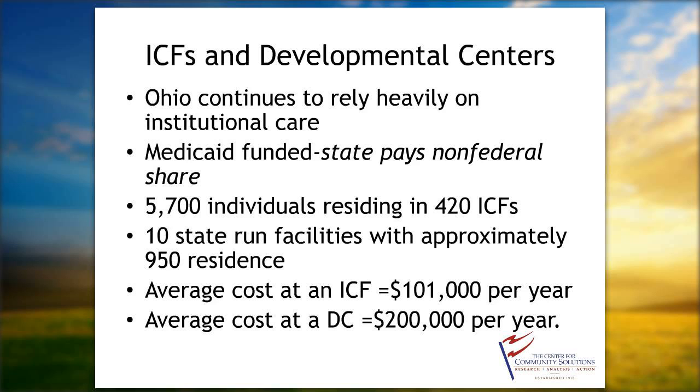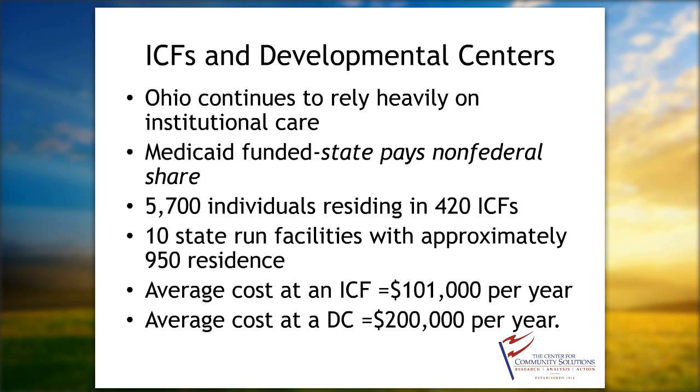In total, we have about 6,800 people who live in ICFs in Ohio, including private facilities and state-run facilities. These services are almost 100% Medicaid funded. As most of you know, Medicaid is a federal program. The federal government pays about 60% of the cost, but the program does require a match. In this case, the state pays the non-federal share for these institutional services. Ohio currently has about 5,700 individuals who live in private ICFs. We have about 420 private facilities throughout the state.